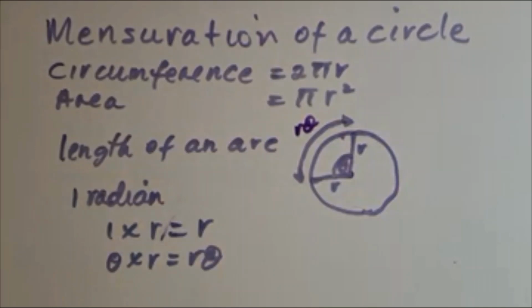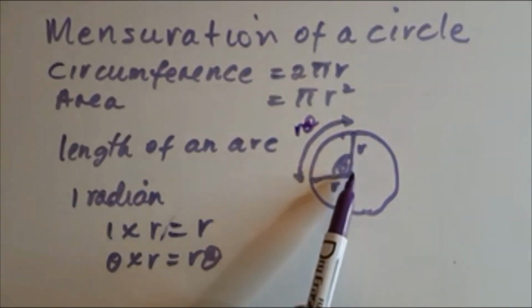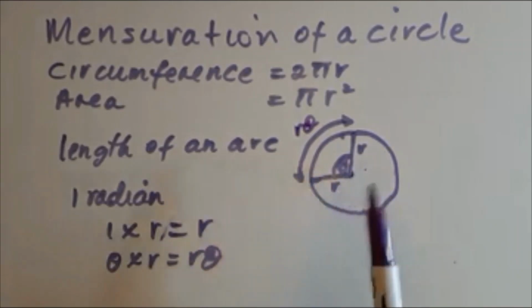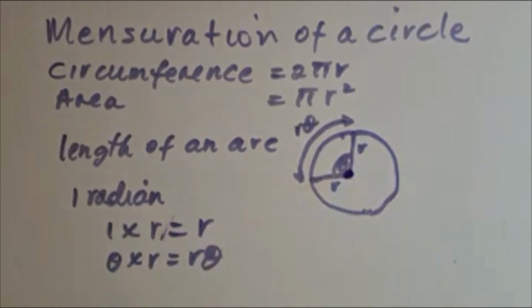Now the word subtend just means this is the angle formed by these two radii here, acting from the same point, obviously, in the center. So that angle formed by the two radii is what's described as subtended, theta subtended from the center.